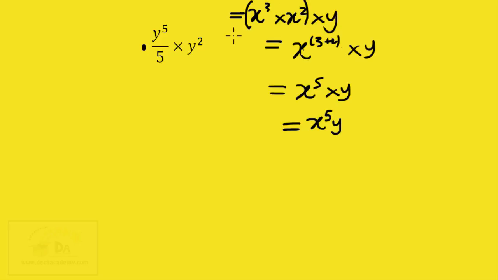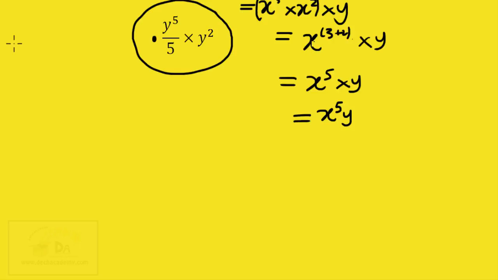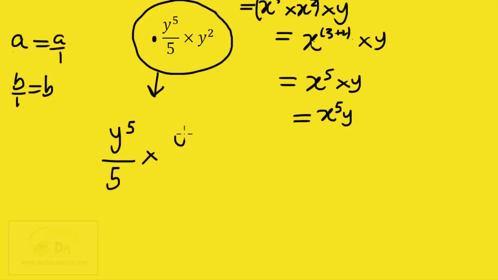Here's the next example. So we have y to the 5 divided by 5 times y squared. Now if you remember, a is the same thing as a over 1. B over 1 is the same thing as b. So you can rewrite this problem as y to the 5 divided by 5 times, instead of y squared, y squared over 1, so that we have two fractions, which can easily be multiplied. When multiplying fractions, you multiply the numerators by each other, and you multiply the denominators by each other to give a resultant fraction, whose numerator is the product of the numerators of the original fractions, and whose denominator is the product of the denominators of the original fractions.